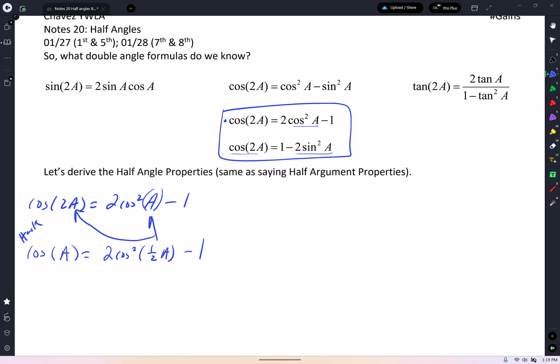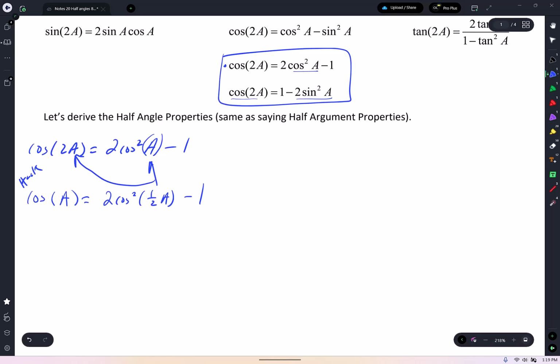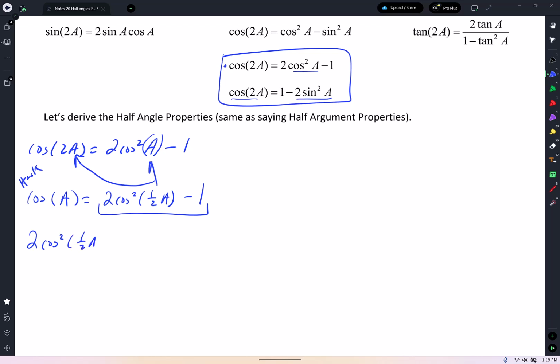Okay. So there it is, guys. So what am I going to do? Well, this is called half angles. So that means I probably want a formula in terms of my half angle. So I'm going to rewrite this. I'm going to put this on the left-hand side because I like to solve on the left. 2 cosine squared half A minus 1 equals cosine A.